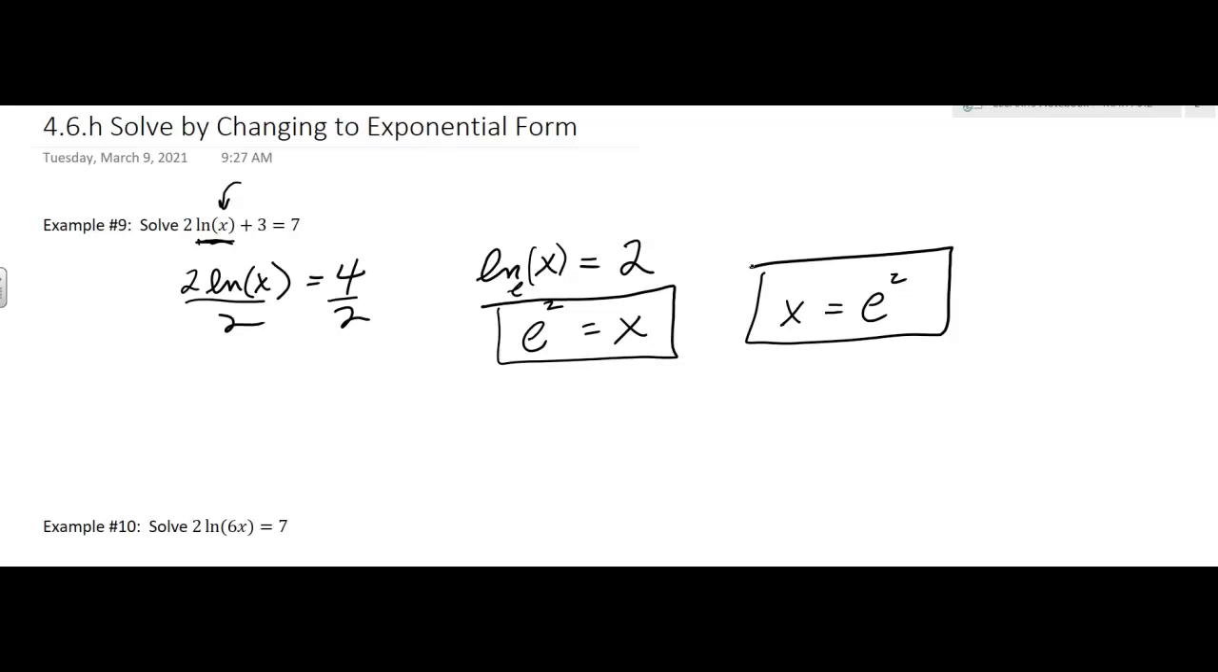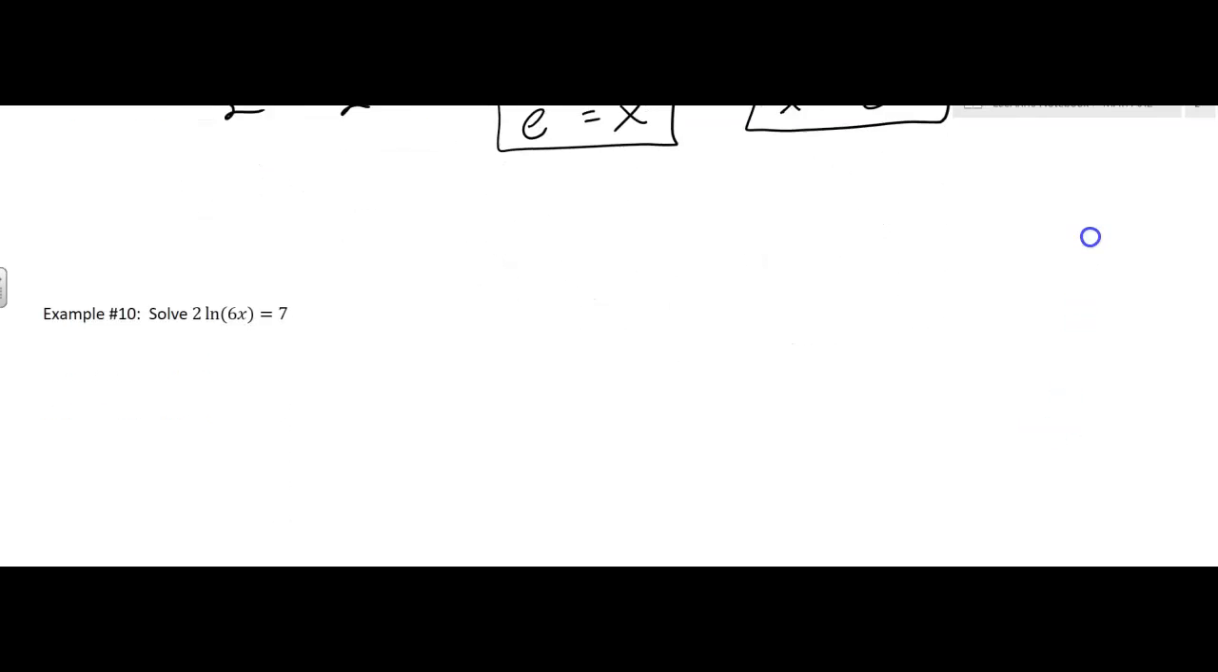So that was exciting. The trick was isolate the logarithm and then change it out of the logarithm form to exponential form. So we have another example. So you see the logarithm right there. First thing to do is divide both sides by 2. So you're going to have the natural log of 6x equals 7 over 2. Now, you can't get rid of the 6 right away. You're going to have to take it out of logarithm form and then deal with the 6.